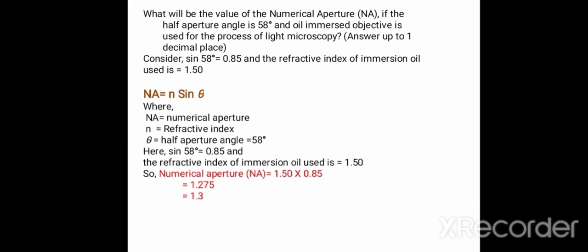Again, we have to consider the formula NA is equal to n sin theta, where NA is the numerical aperture, n is the refractive index, theta is the half aperture angle, here it is 58 degree, and sin 58 degree is 0.85, which is mentioned here. And the refractive index of immersion oil used is 1.50. Putting these values, the value comes to 1.275. But we have to answer up to one decimal place. So 1.275 is approximately 1.3. So the value of numerical aperture is 1.3.